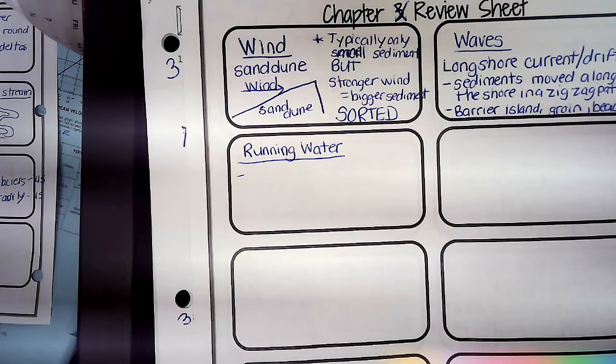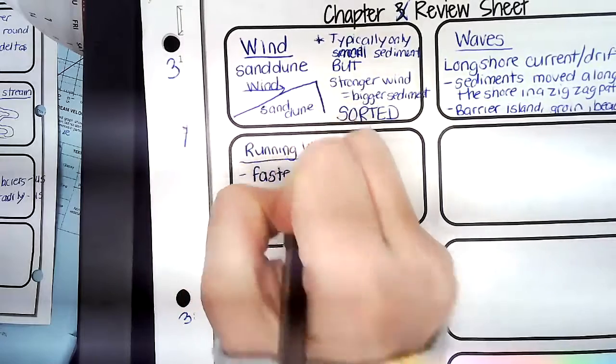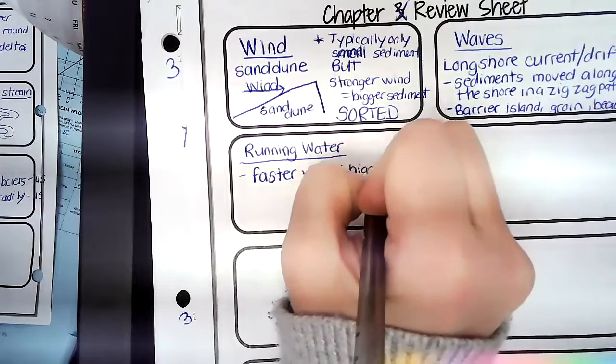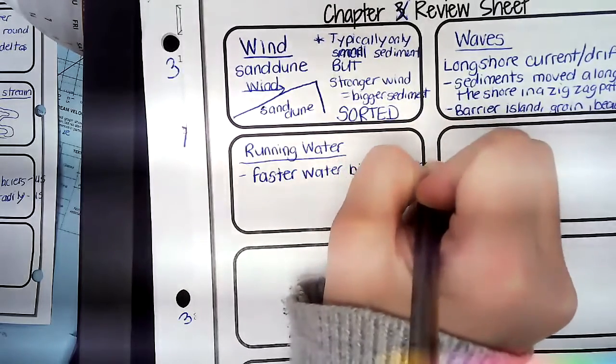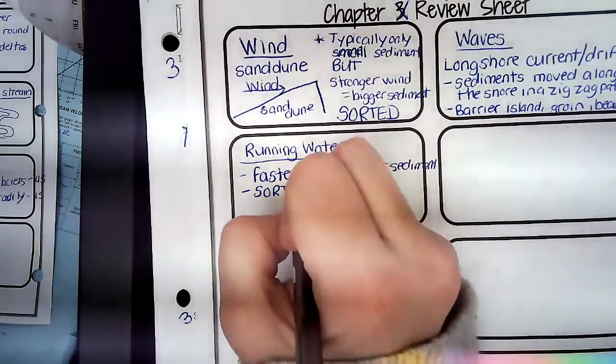Are sediments unsorted, guys? What do we know about when water picks stuff up? Riley, what were you going to say? Okay. Somebody. Speed does affect the erosion. So faster water, bigger sediments. So that means they are sorted. Big sediments get dropped off first.